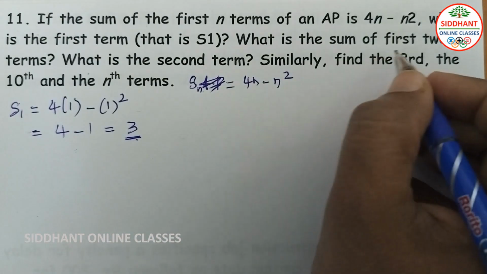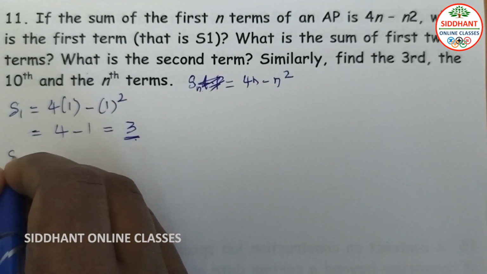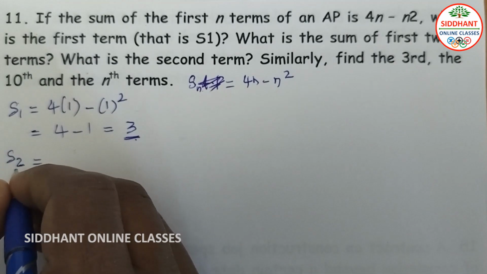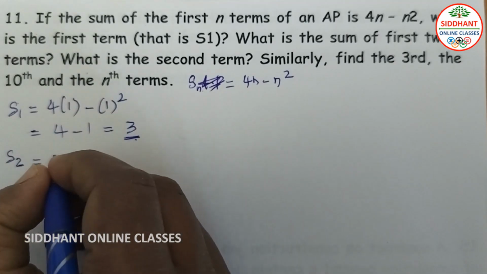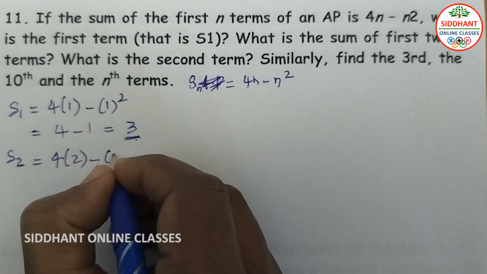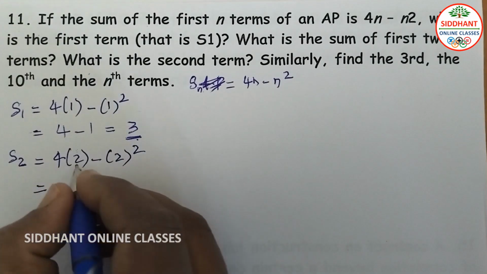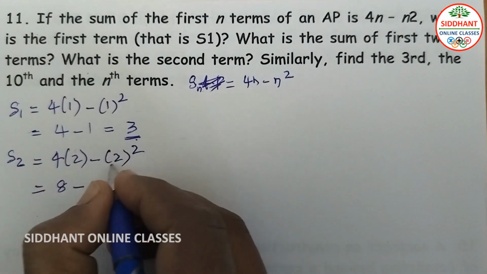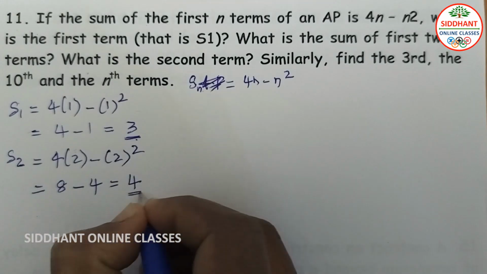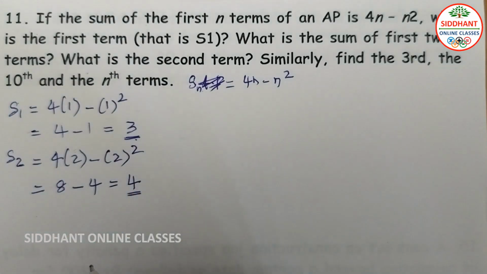Now what is the sum of first two terms? First two terms means here S2 we are going to see. In the nth place we are going to insert 2 here, and 4 into 2 minus 2 whole square here. So that equals 4 into 2, which is 8, and 2 square, which is 4, that equals 4 here. The sum of first two terms is 4 here.